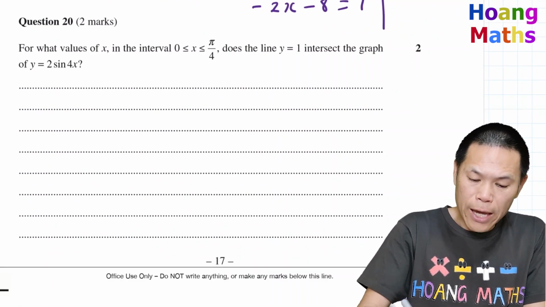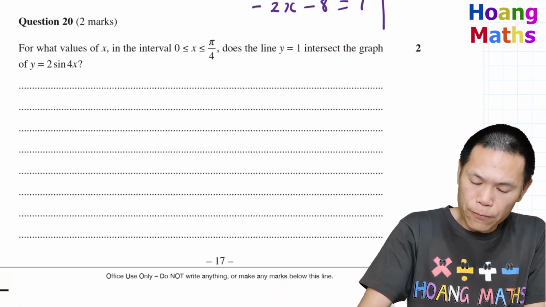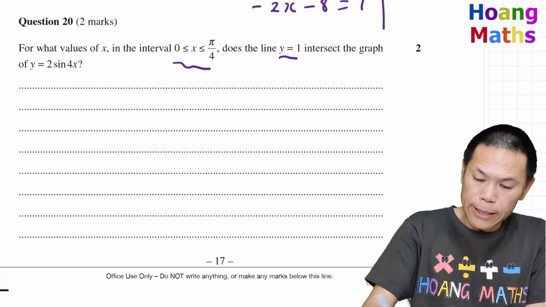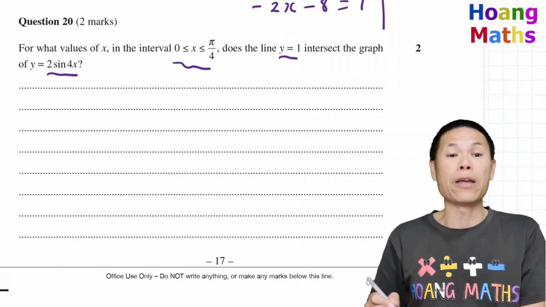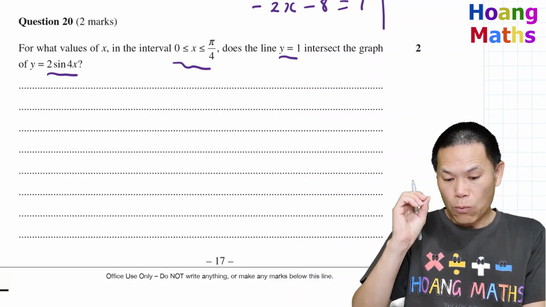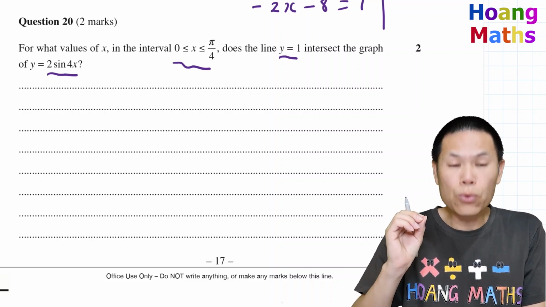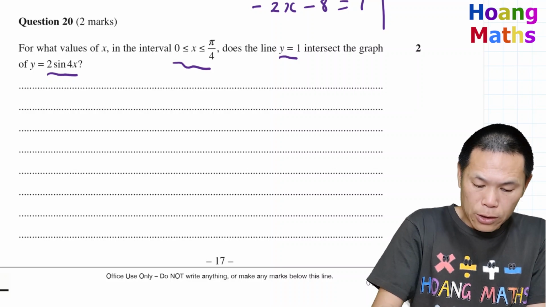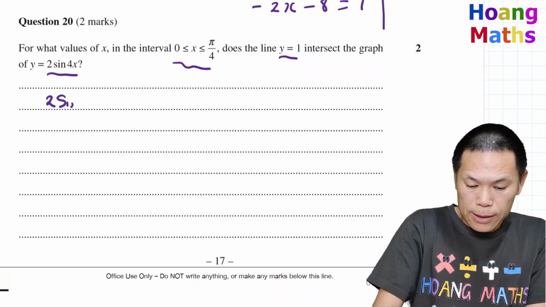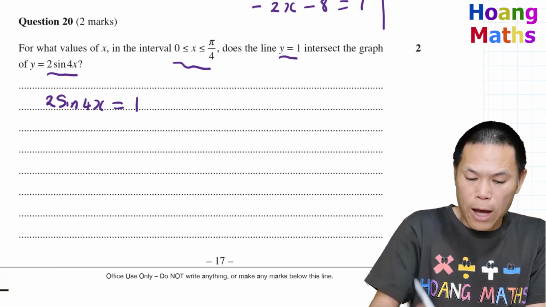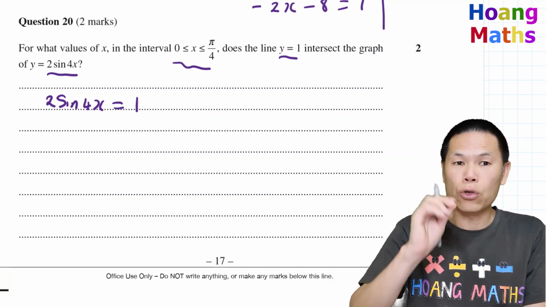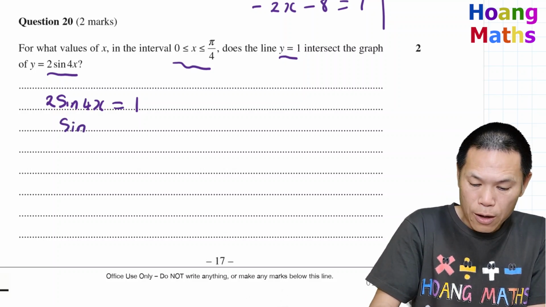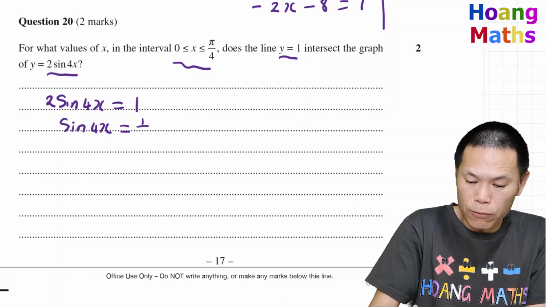So for what values of x in the interval of 0 to pi over 4 does y equal 1 intersect with 2 sine of 4x? So we just make 1 equal to 2 sine of 4x, and we just solve for that. Okay. So let me just equate this. In other words, 2 sine of 4x is 1. And we just need to solve for that. To do this, I divide by 2 on both sides. So this means sine of 4x is 1 over 2.